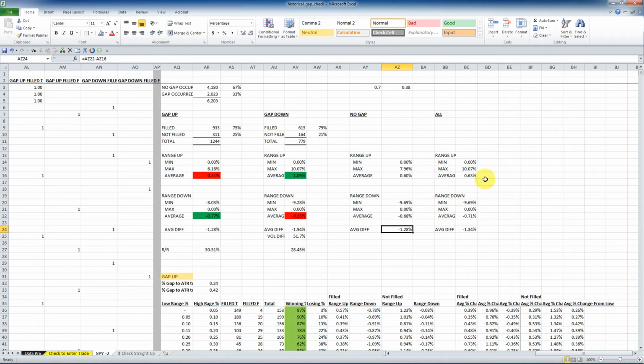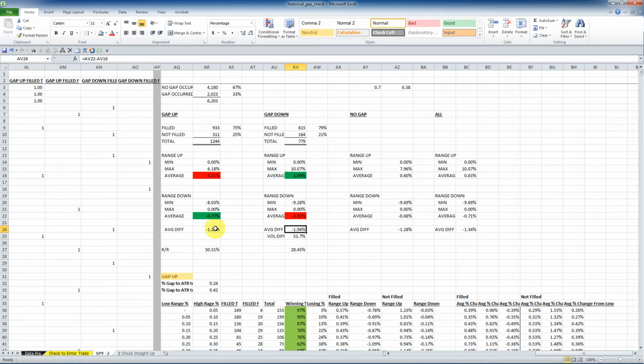And then here's all the data, and you see it's 0.6. On average, if you go long the market, the range down intraday is going to be lower than this. So you can see here's what I called the average difference, which is sort of the max range, and you can tell on the up days there's less volatility than down days.